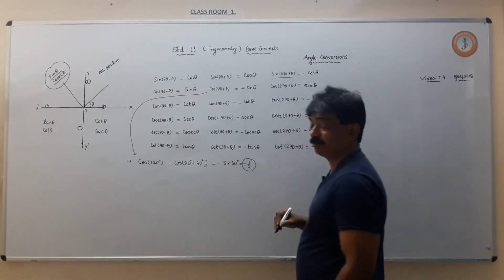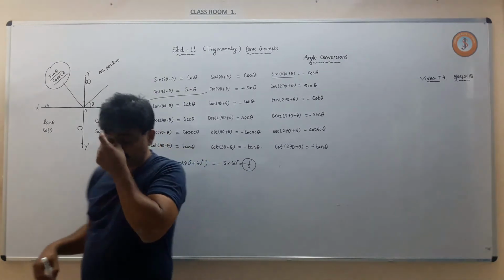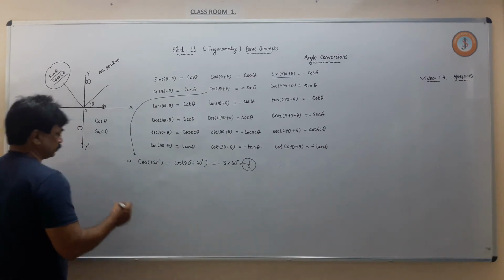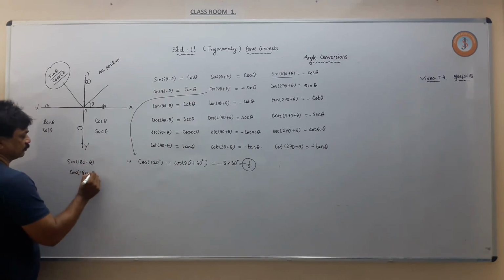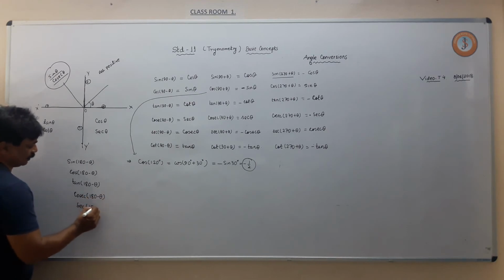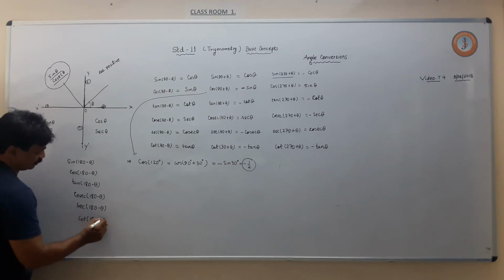Now two things to remember: the quadrant and the odd or even multiplicity. Now what do I mean by that? Let us try to understand. Suppose I have got sine 180 minus theta, cos 180 minus theta, tan 180 minus theta, cosec 180 minus theta, sec 180 minus theta, and cot 180 minus theta.